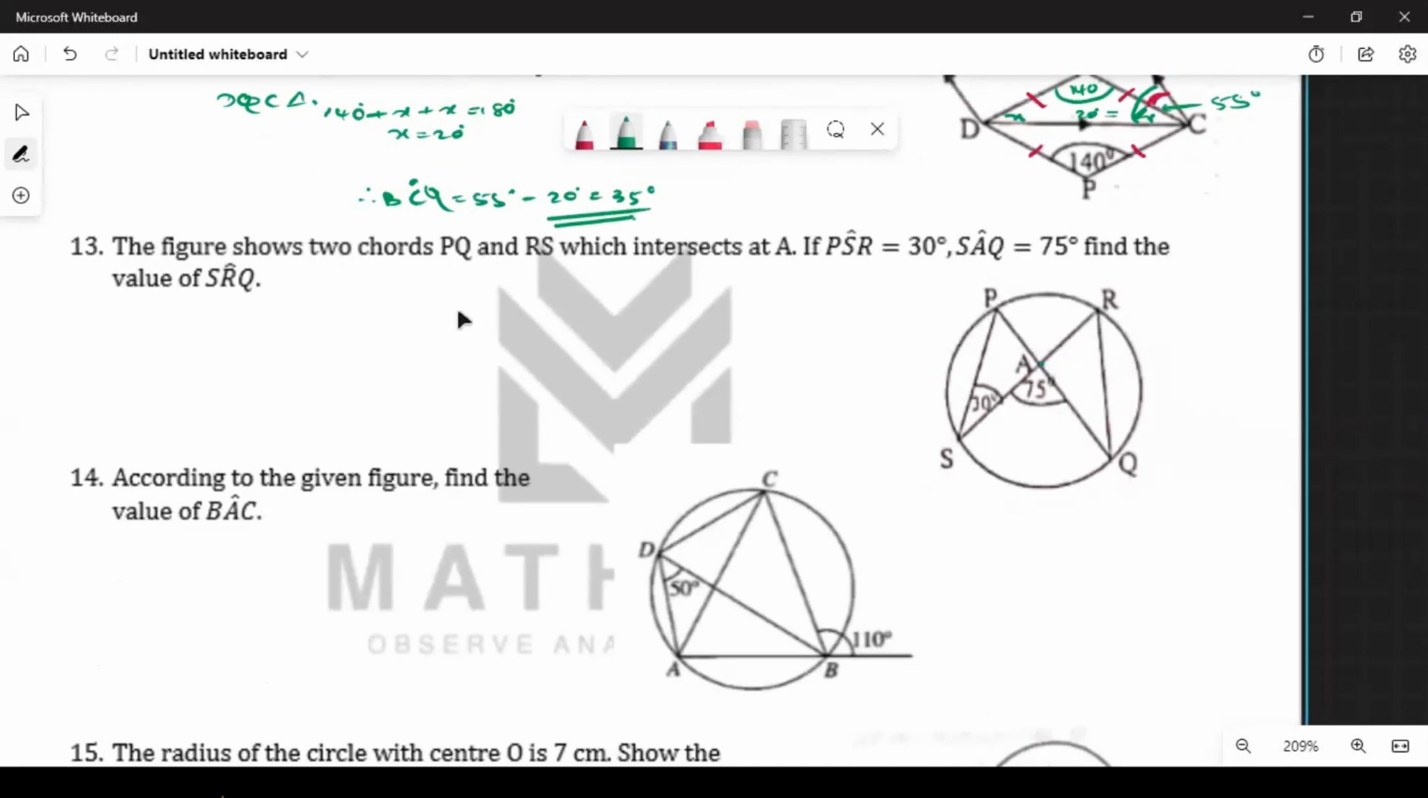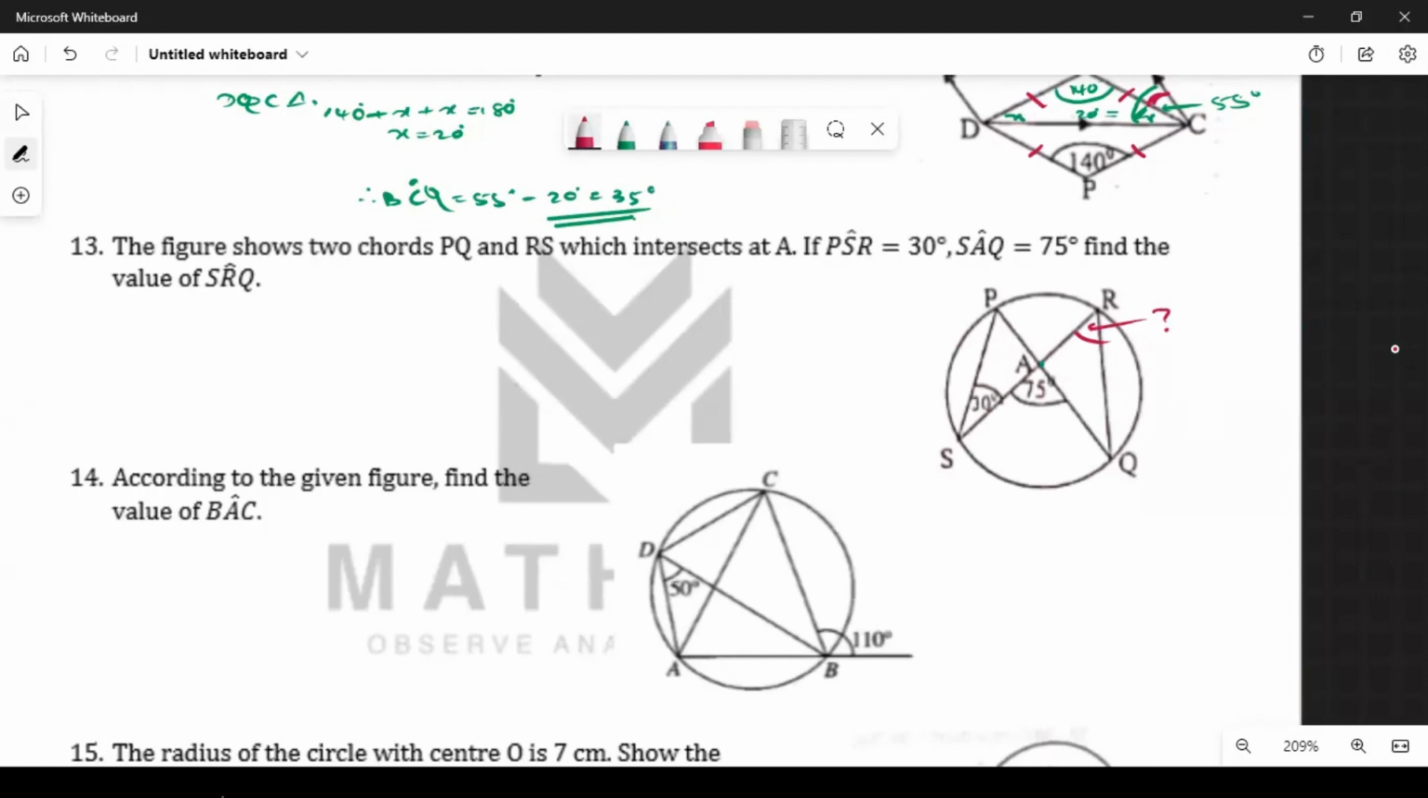They are directly saying the figure shows PQ and RS chords. This is the PQ chord and the RS chord. Those two chords intersect at point A. So this is the angle between those two straight line segments. They're saying angle PSR is 30. They want us to find the value of SRQ, which means this angle.